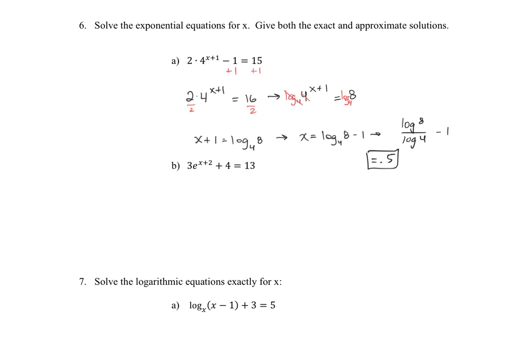For part B, similar situation, we got to get e to the x plus 2, we got to get this term isolated so that we can use natural log to cancel the base e. So we got to get rid of the coefficient of 3 and that plus 4. So we're going to minus 4.